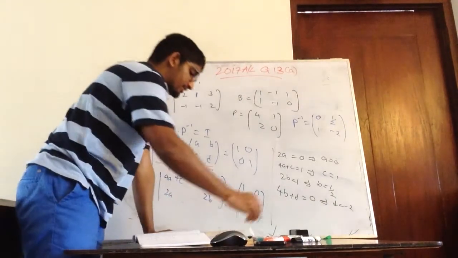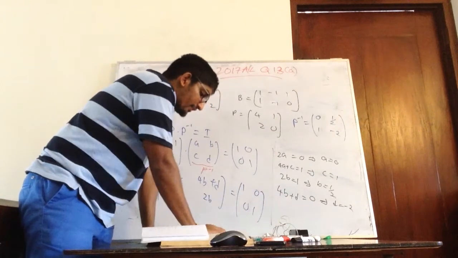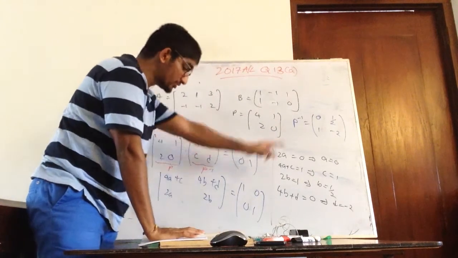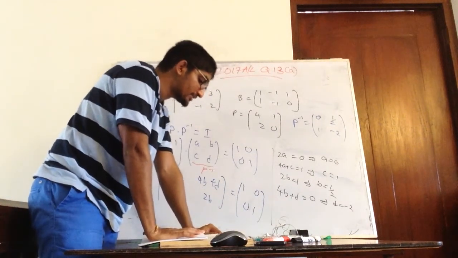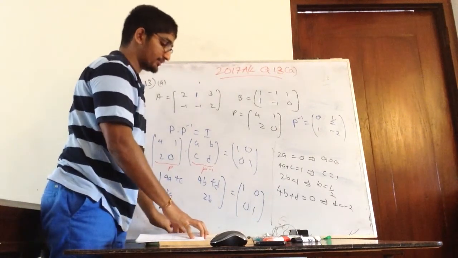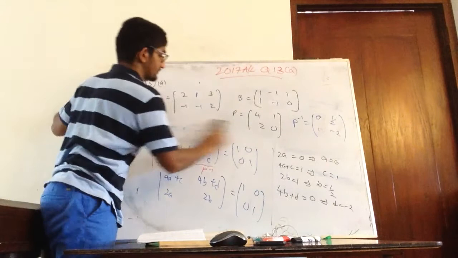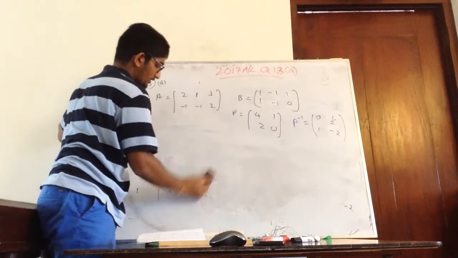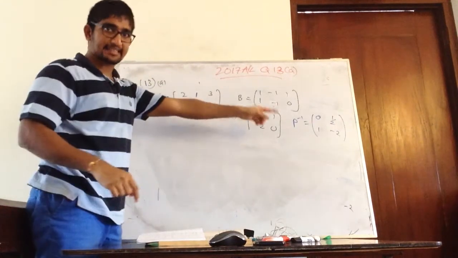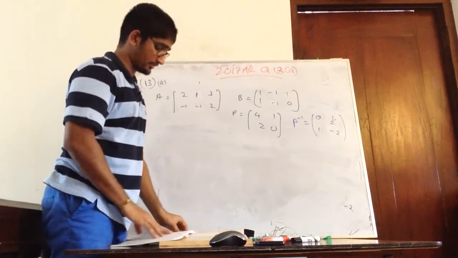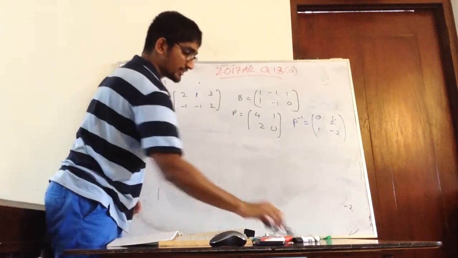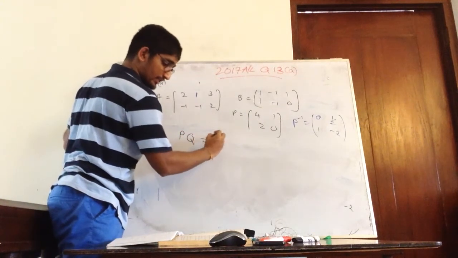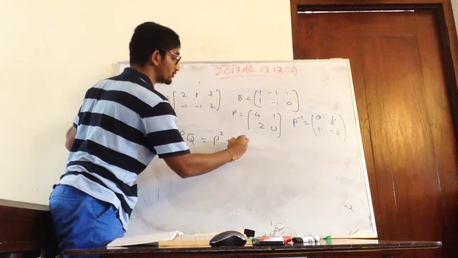Right. So what are they asking next? So they said write down P inverse and using it find the matrix Q such that PQ equals P squared plus 2I. Right? Okay. So they are specifically telling to use P inverse. So remember that. So then they are asking us to find Q. So they have given PQ is equal to P squared plus 2I.